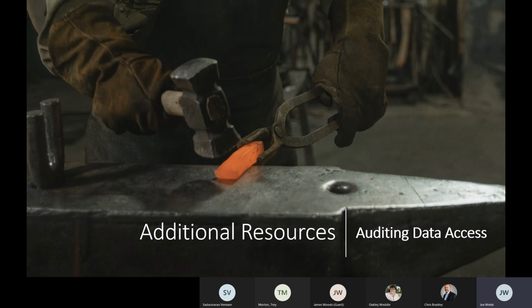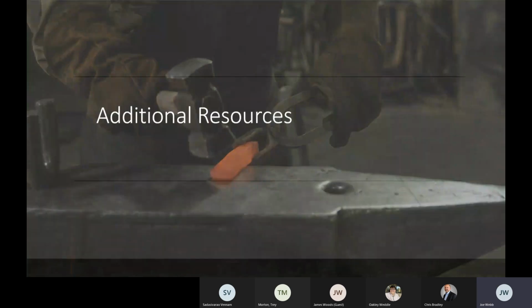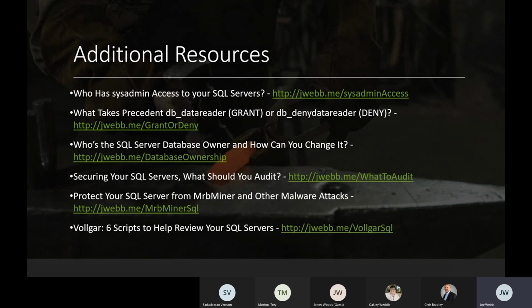So we have some additional resources here. Who has access? Who has sysadmin access to your SQL servers? What takes precedence when two roles conflict? If someone is granted access to a table and they've also been denied access to the same table through the same role or a different role, which one takes precedence? Who the DBO, the database owner, is, and what do you need to do if you want to change it? What's the best practice for who that is?